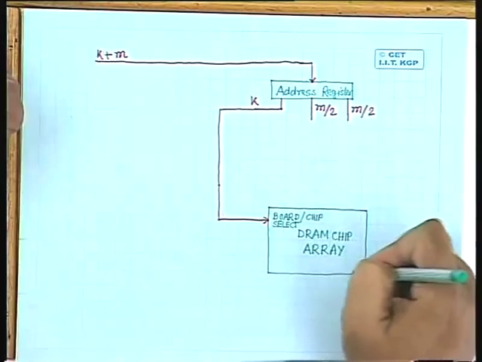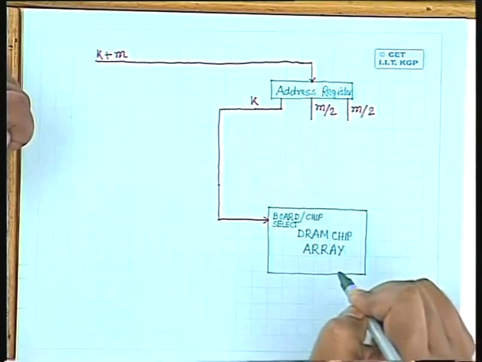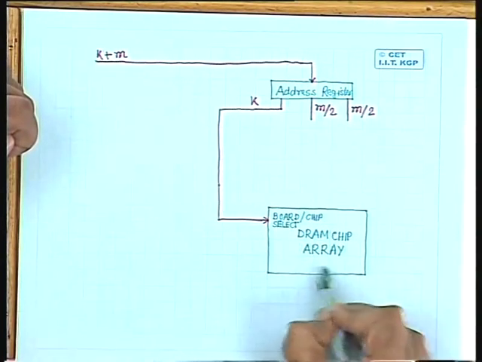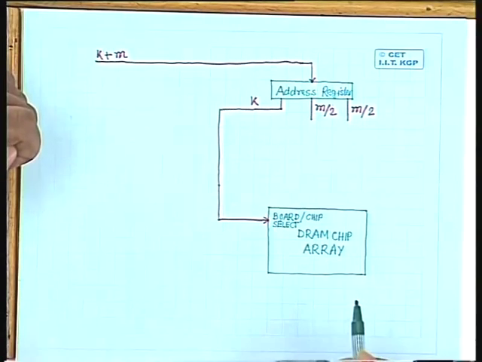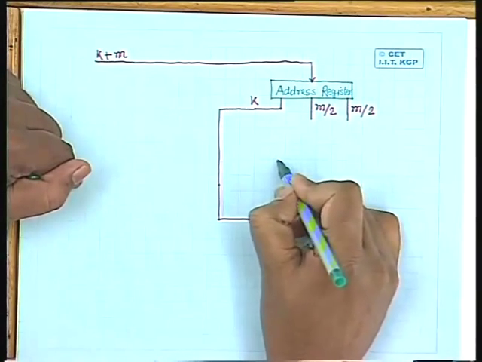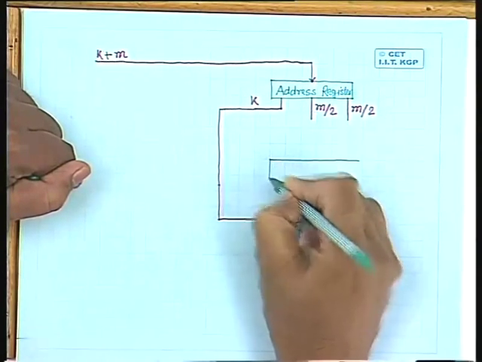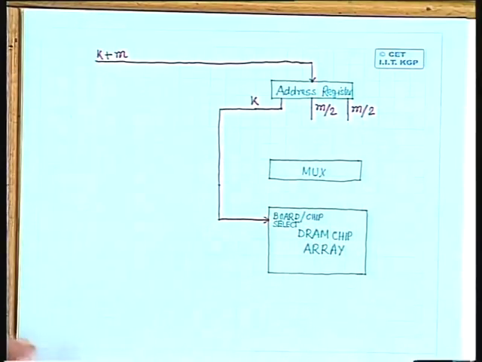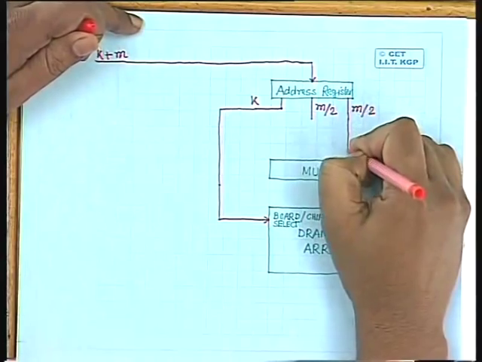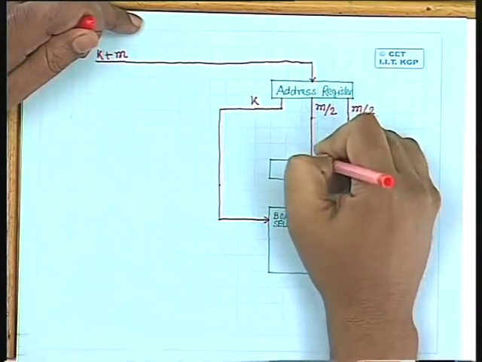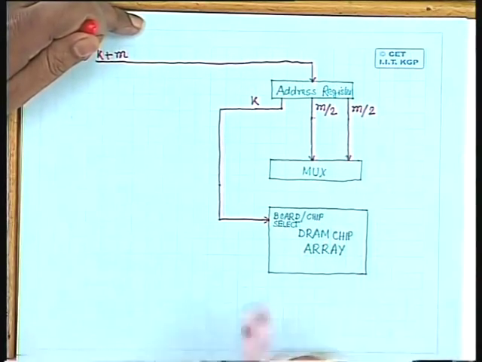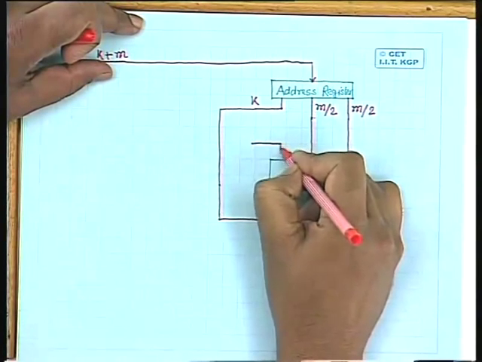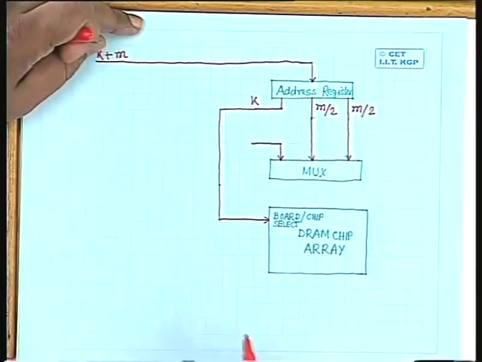And not only that, whenever we feed some address to this DRAM chip array, we have said that I have to have some refresh controller so that at regular intervals of time, the refresh controller can refresh different locations within every memory chip, okay? So for that, what we will use is a multiplexer. Okay, two inputs to this multiplexer will come from these m by 2 lines so that I can select one of these m by 2 lines to address this DRAM chip, okay? The other possible address input to this has to come from the memory refresh controller, which will give the row address whenever the memory is to be refreshed.